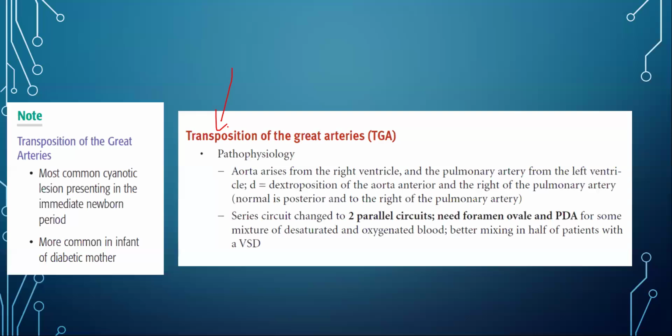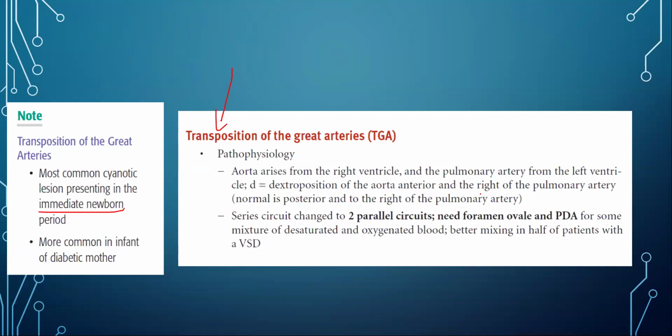Next, TGA, transposition of the great arteries. It is the most common cyanotic lesion present in the immediate newborn period. So within 24 hours after birth, if a child has cyanosis, we would think of TGA. Great arteries means the pulmonary artery and aorta. These are the two great arteries.